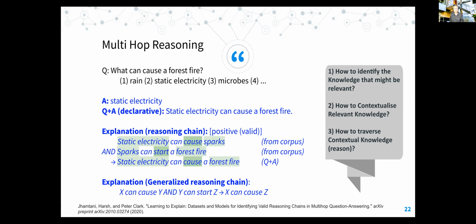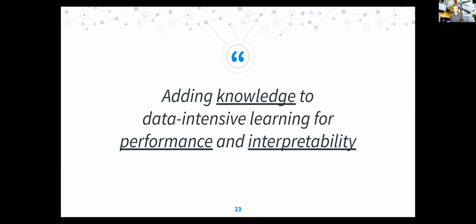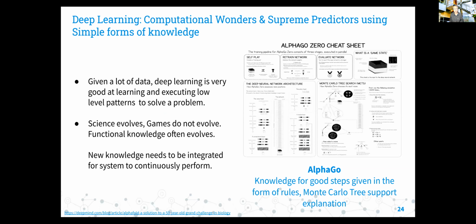What can cause forest fire, and from those possible answers, you say static elasticity, because you can reason, as I've talked about there. Adding knowledge to data intensive learning provides you both performance and interpretability and explainability. Now, this is already being done to some level, but not so overtly.